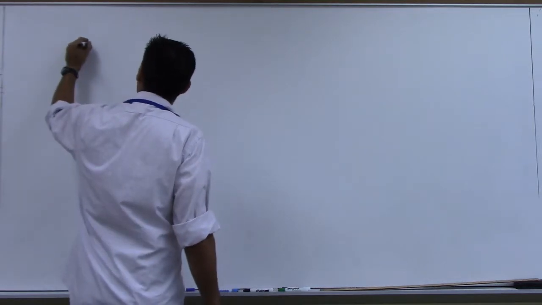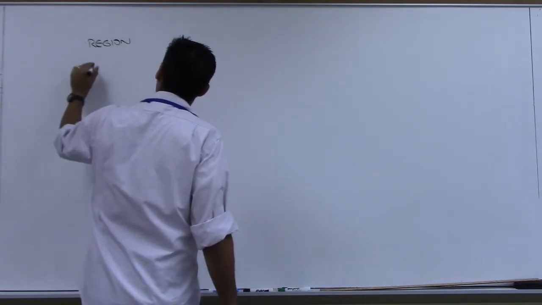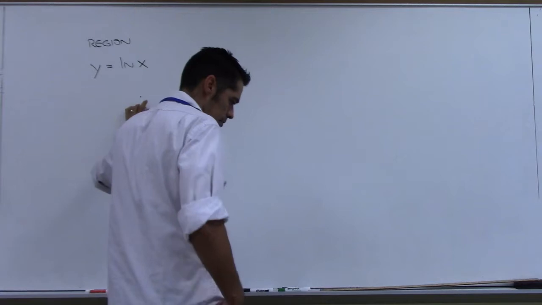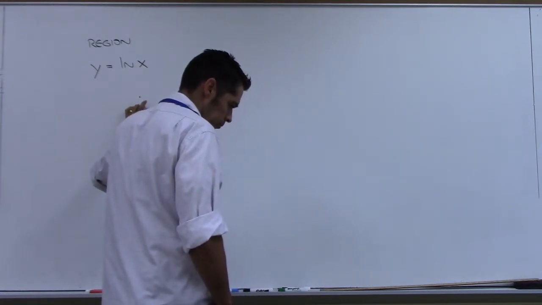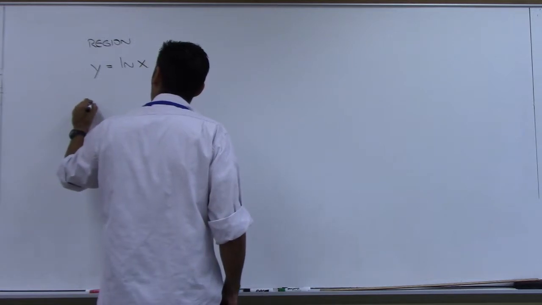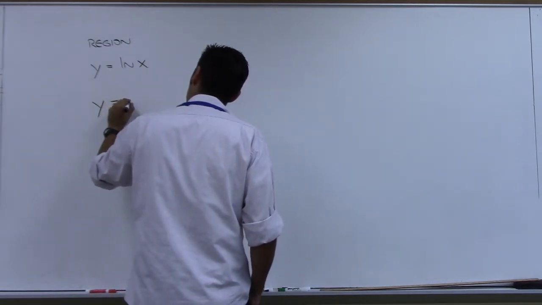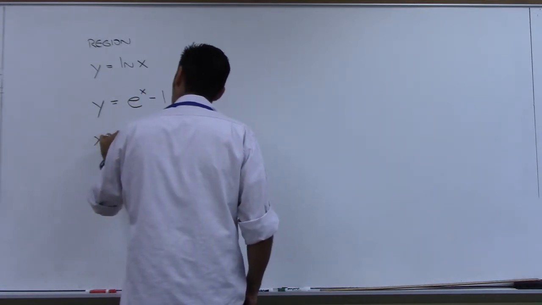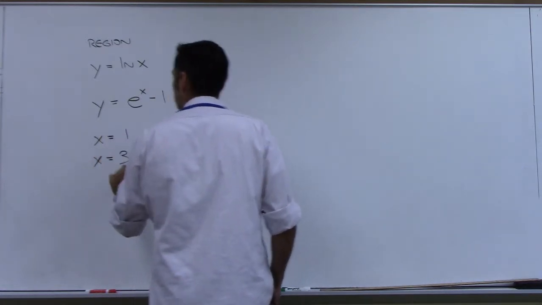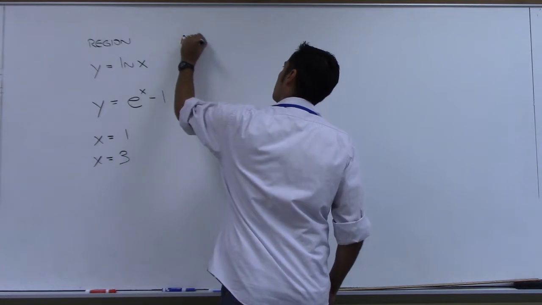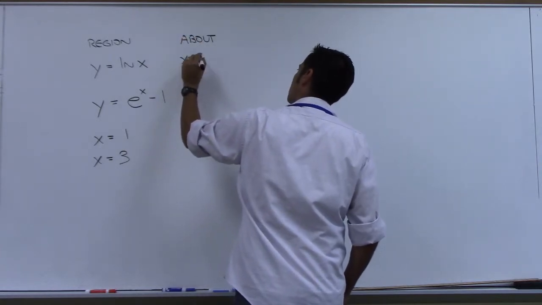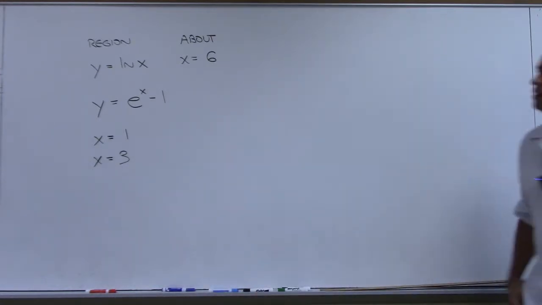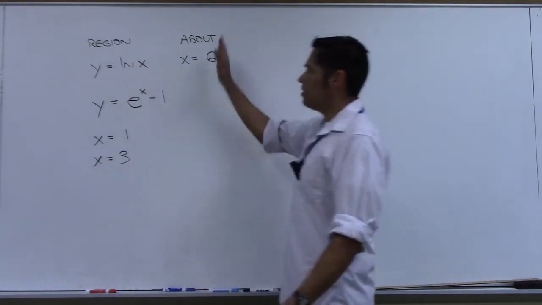So what about you have the region? The region is bounded by y equals natural log x, and then y equals e to the x minus 1, and then x is equal to 1, x is equal to 3, and you want to rotate this about x equals 6. So this is the region. This is where you want to rotate it.